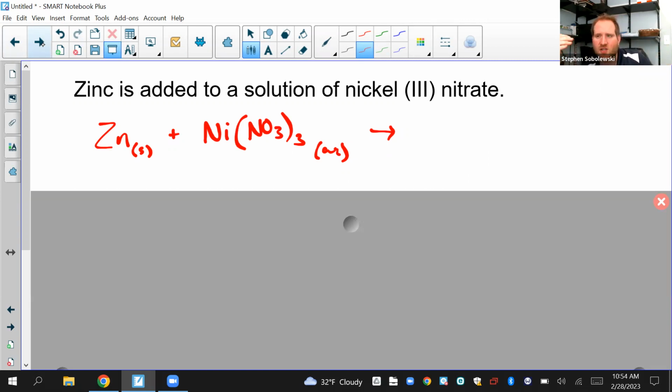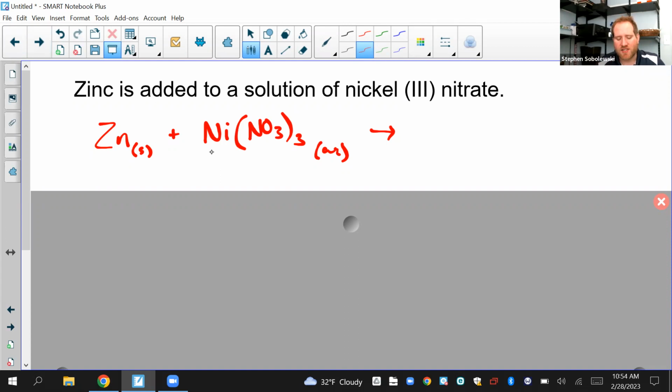Which makes sense, right? Zinc's going to want to bond with nitrate because positive, negative. Zinc's not going to want to bond with nickel and replace nitrate. It doesn't make any sense. So can zinc replace Ni, nickel? Well, here's zinc, here's nickel. Zinc is above nickel, so yes, this will take place. The zinc will replace it and bond with the nitrate.